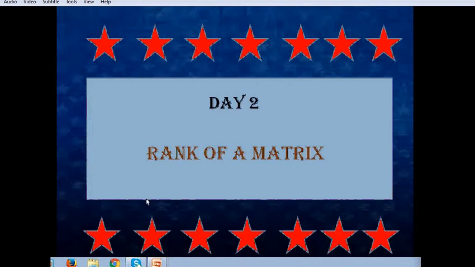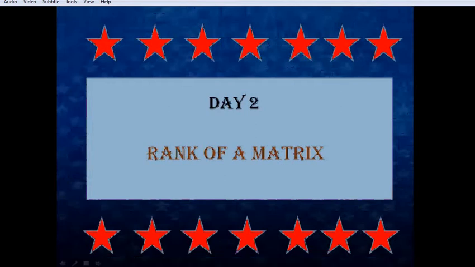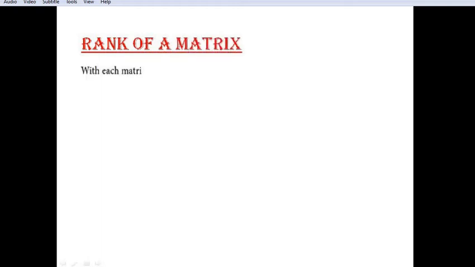In last class, we learned about order of a matrix, minor, cofactor, and determinants, and at last I explained how to find the rank of a 3 by 3 matrix, and we learned the definition of rank also. Once again we can recall the rank of a matrix that you learned yesterday.